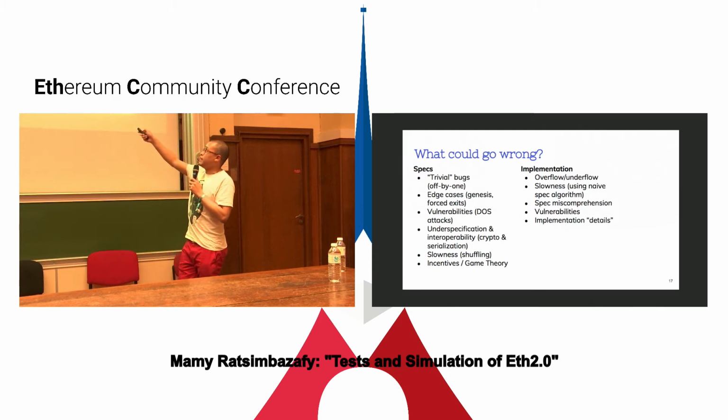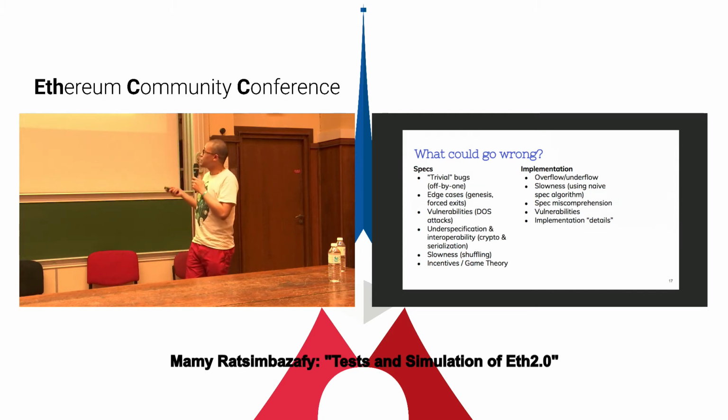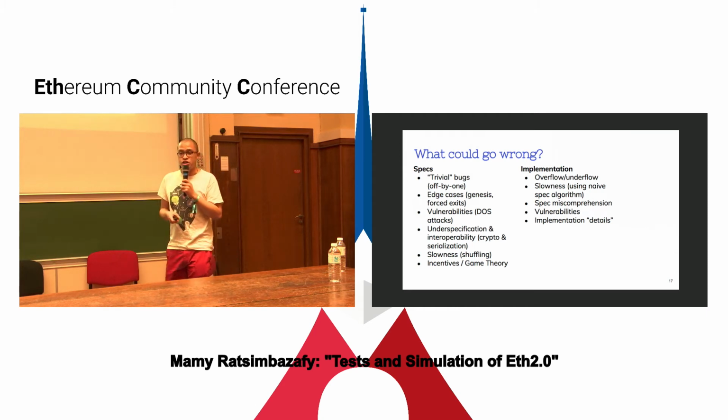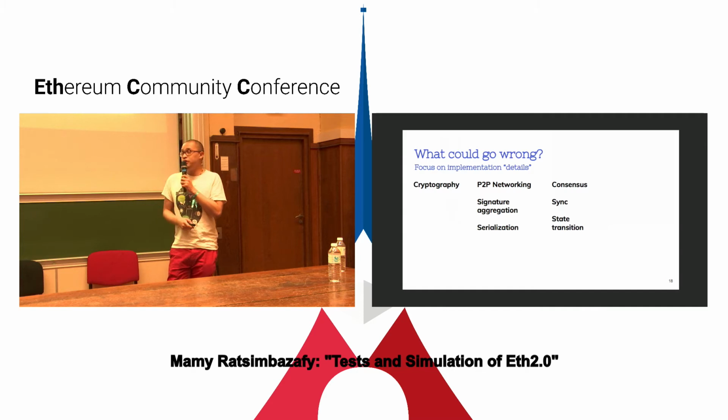Now, for the implementation teams, you have overflows, underflows, slowness as well. You can also miscomprehend the spec and implement a wrong thing. You have vulnerabilities, and you have implementation details. And I will focus on that last part. So, implementation detail. Cryptography can go wrong. Peer-to-peer networking, signature, which is related to cryptography. Serialization can go wrong. Consensus, like your proof of stake is wrong.